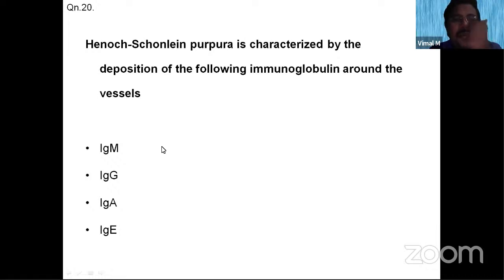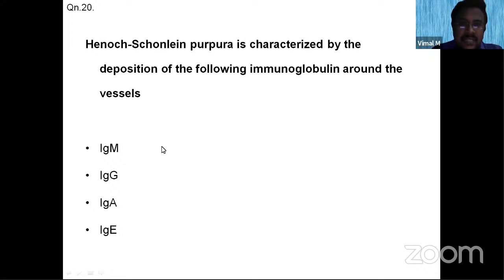Good evening all. We'll resume the questions from where we left off yesterday. The 20th question we start with today: Henoch-Schonlein purpura is characterized by the deposition of the following immunoglobulin around the vessels. The options are IgM, IgG, IgA and IgE.